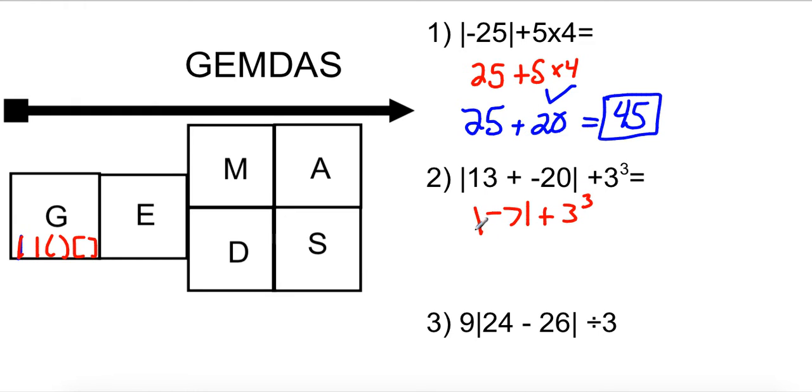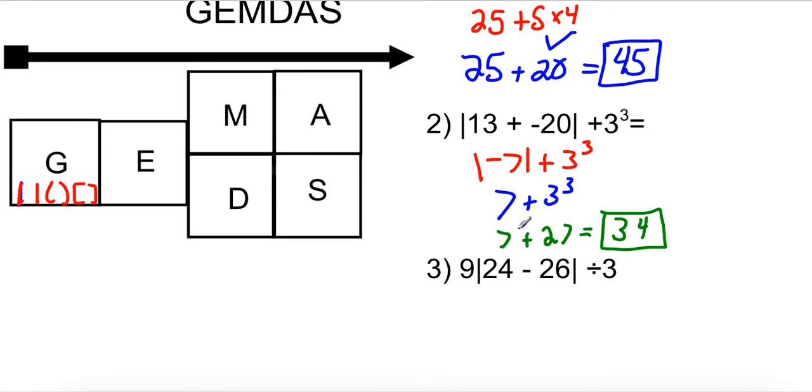Now I'll have to solve the absolute value of this problem, which will just give me positive 7 plus 3 to the third. Lastly, I need to take the power of 3 to the third, which means 3 times 3 times 3. 3 times 3 is 9, times 3 is 27. I'm going to add that with 7, and I'm going to get a final solution of 34.